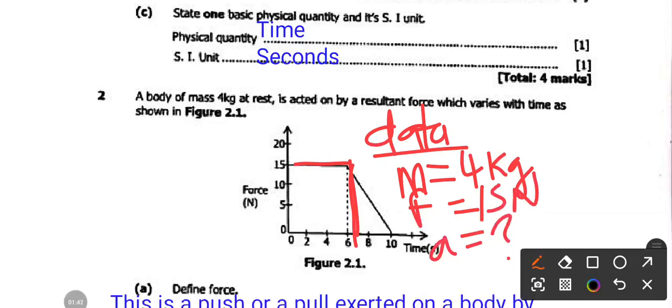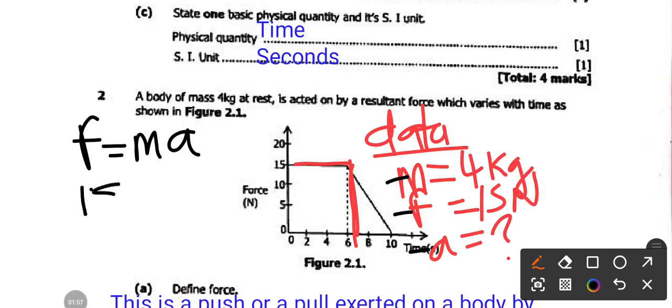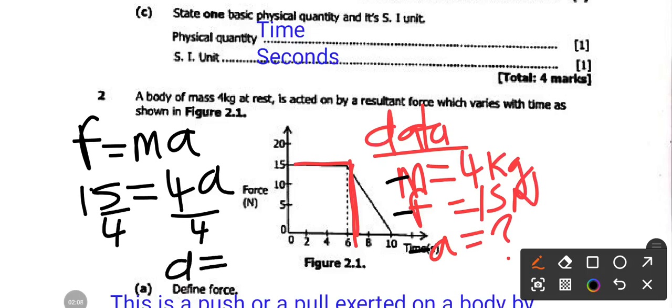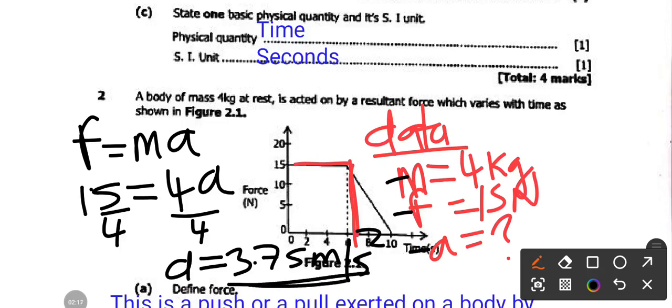Okay, so remember this formula that links force, mass, and acceleration from Newton's second law of motion that says that force is equal to mass times acceleration. We're saying that force, if we substitute, it is 15 newtons. Then the mass, it is 4 kg. Acceleration, we do not know. Dividing by 4 on both sides of the equation, we have that acceleration is 3.75 meters per second squared. So this was the rate of change of velocity in the first 6 seconds of the motion.